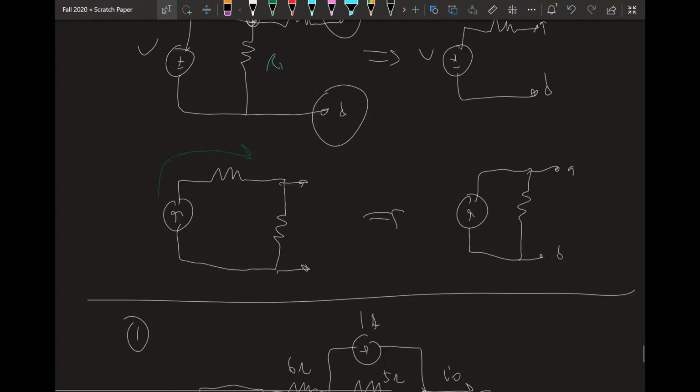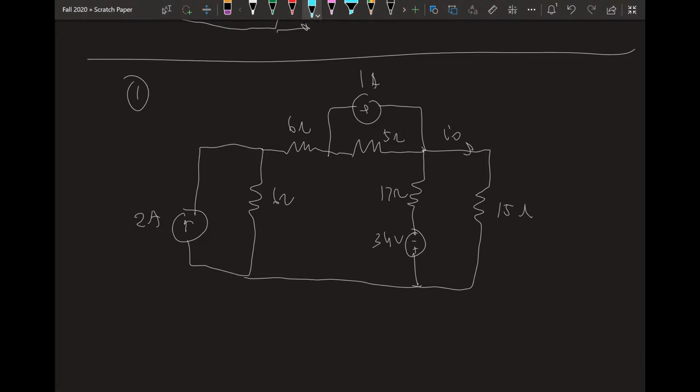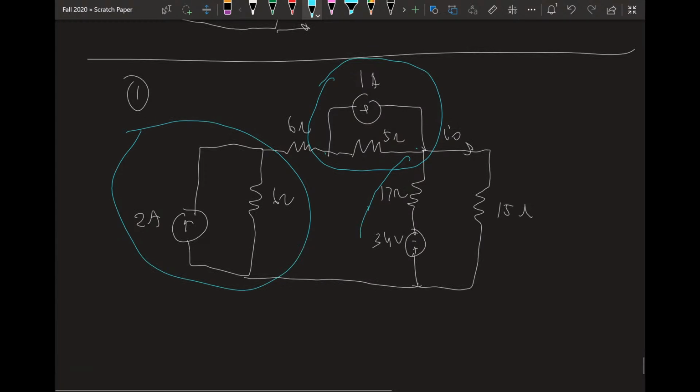So let's look for that. First, I can see this. That is a current source in parallel with a resistor over the entire circuit. So there's one. I can also see this. This is a current source in parallel with a resistor over these two terminals. There is also a voltage source in series with a resistor over some terminals. So we are seeing three source transformation pairs. Let's transform each one of them.